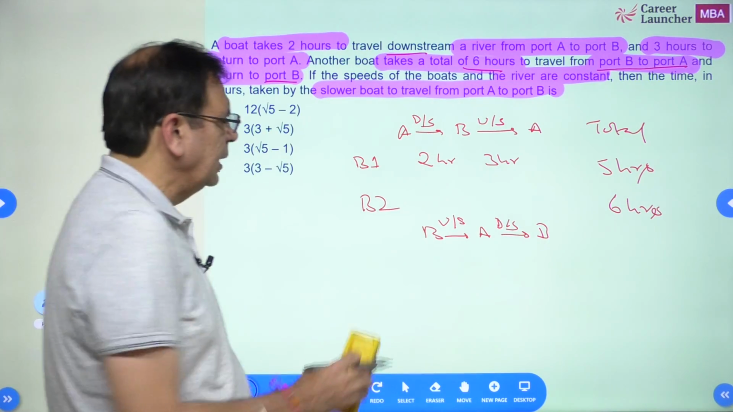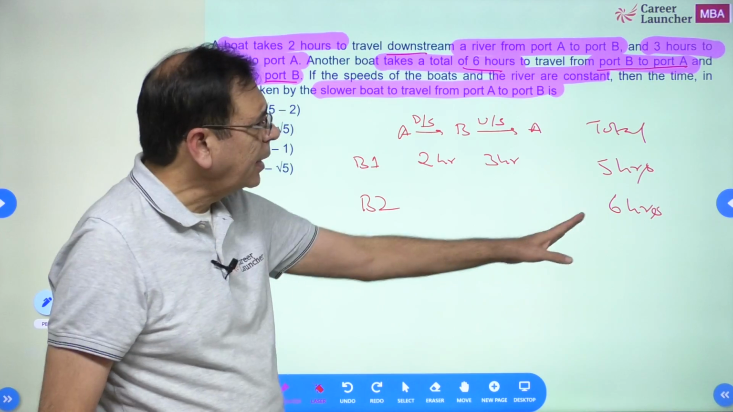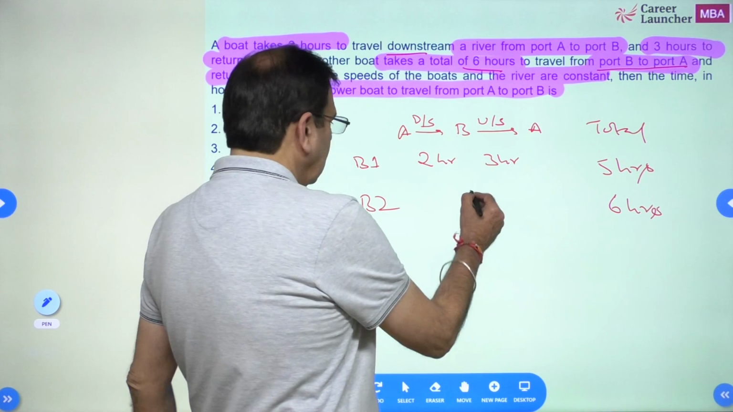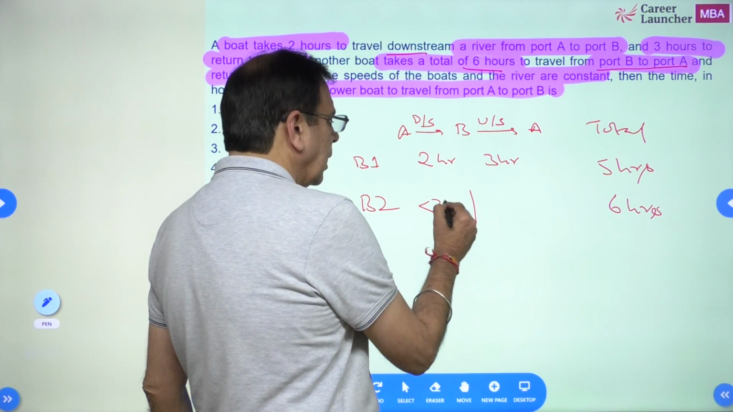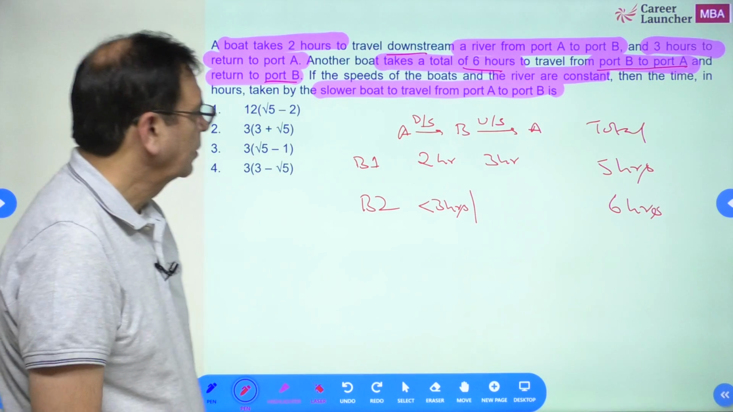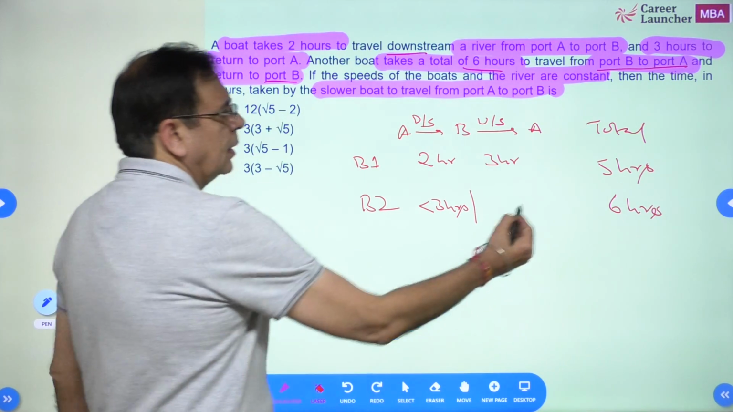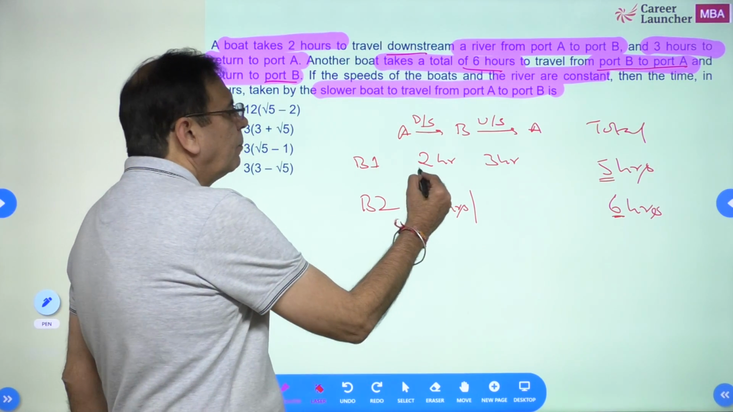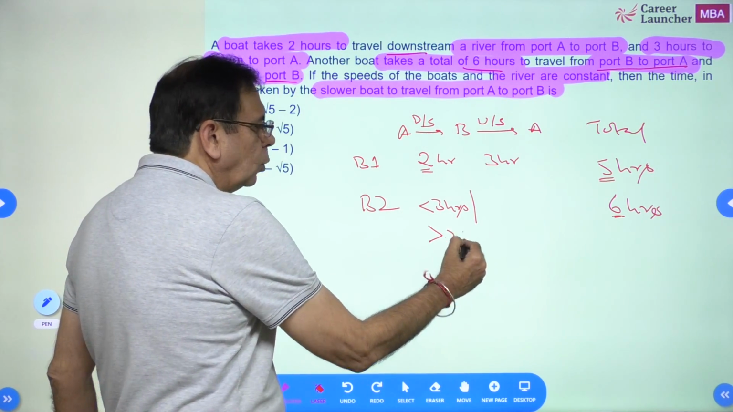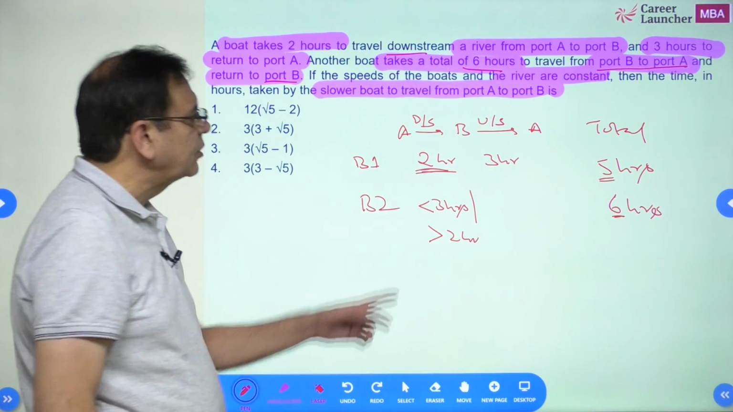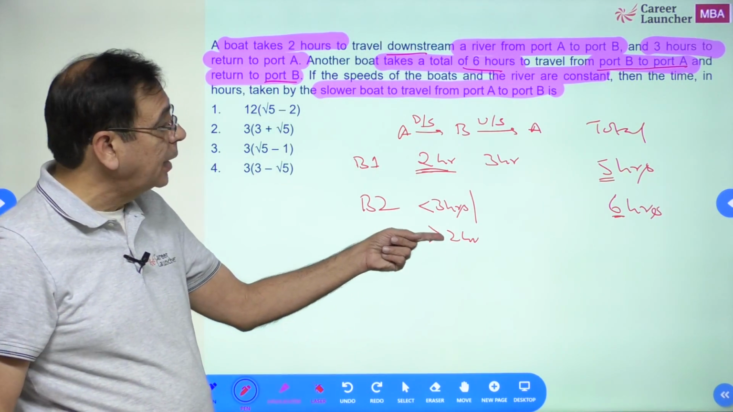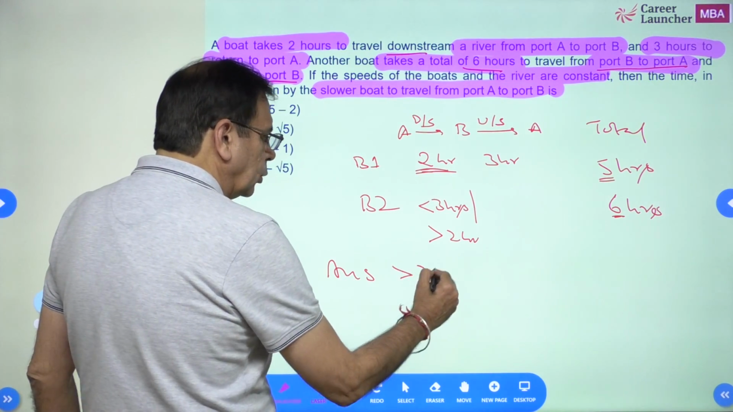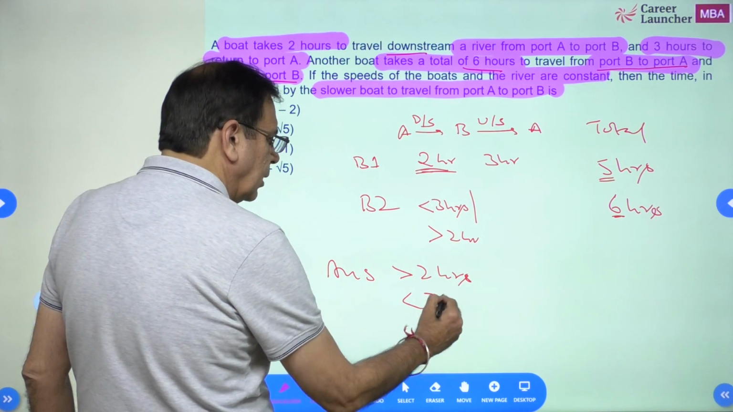ठीक है, सो 6 घंटे ले ली है। नाउ पहली चीज, इफ इट इज टेकिंग 6 आवर्स, तो डाउनस्ट्रीम में तो कम टाइम लगेगा ना, that means for boat 2 this distance will be less than 3 hours, right, isn't it? And secondly, boat 1 is taking a total of 5 hours, that means for boat 2 this should be greater than 2 hours. Agar boat 1 is distance clear, it is taking 2 hours, boat 2 which is slower boat will take more than 2 hours. So what does it mean? My answer should be greater than 2 hours and less than 3 hours.